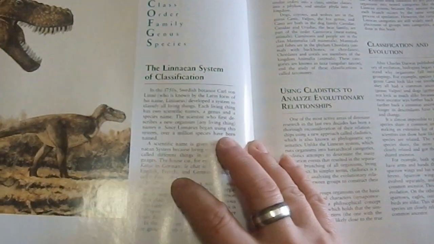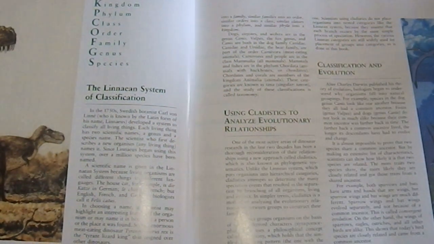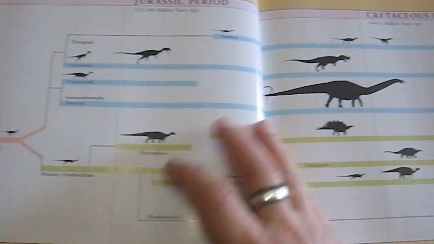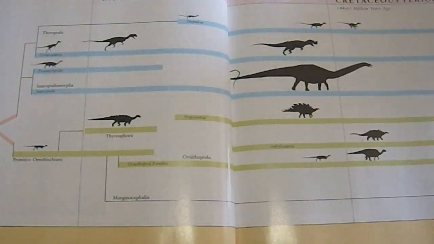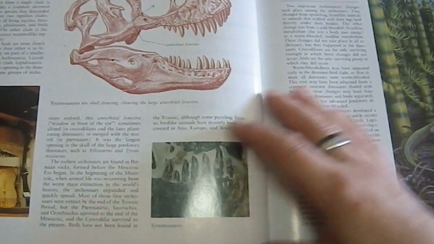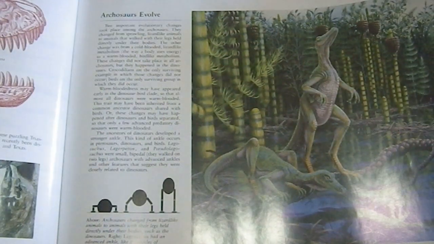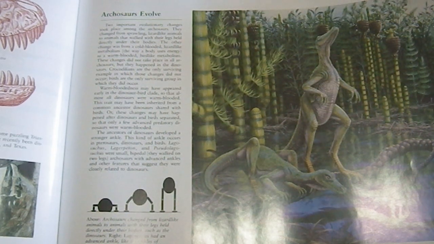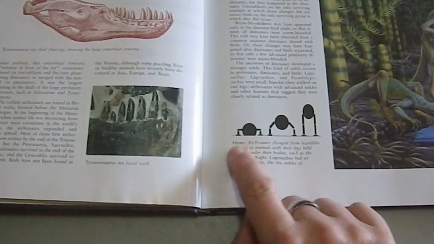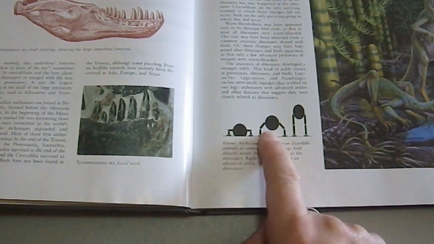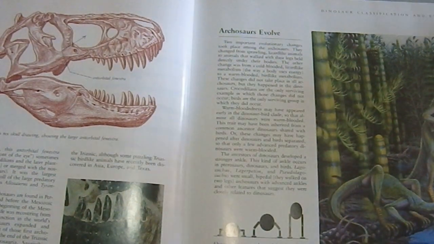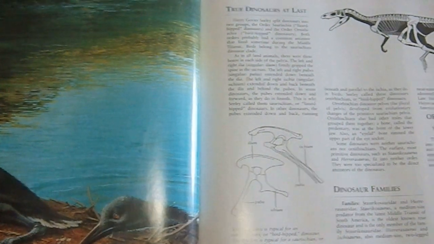The Linnaean system of classification. Woohoo! Let's hear it for Linnaeus. And then we get to a classification chart in different eras. We start out with the Jurassic period, the Cretaceous period, and then we get into some of the Archosaurus evolves, and the evolution of different walking styles, like this is the kind of thing you're used to seeing in crocodiles, but that was not something that stuck around for long because there are better methods of locomotion when you're on land.